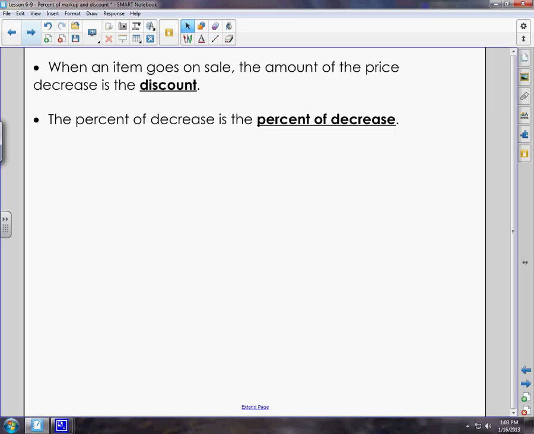When an item goes on sale, the amount the price decreases is the discount. So the percent of decrease is the percent it decreases.